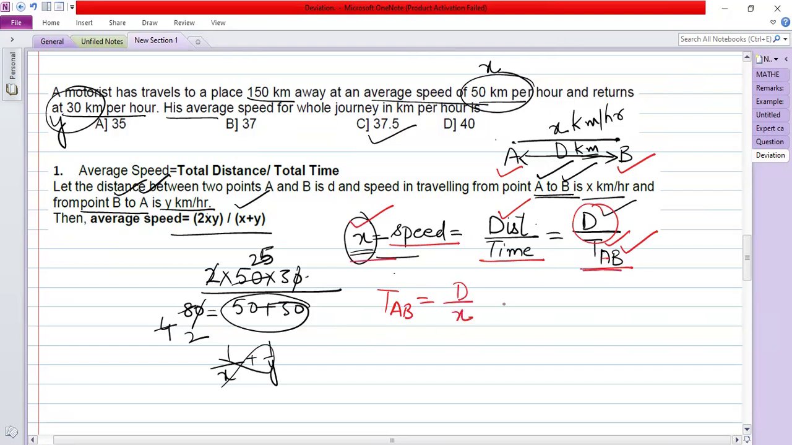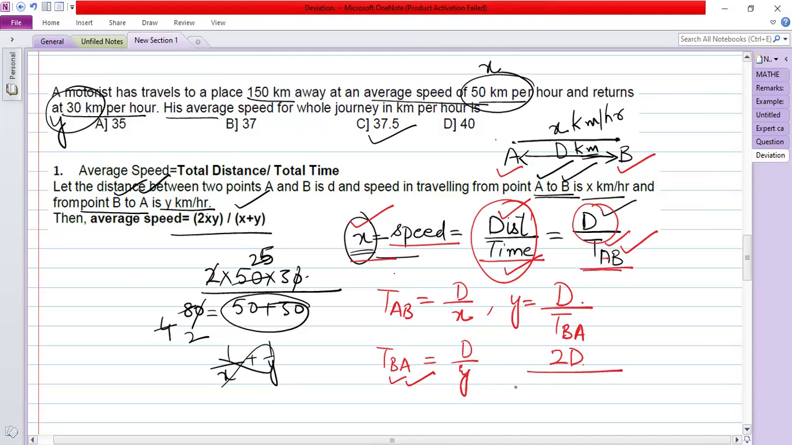Similarly, y will be once again distance upon time. The distance is still the same, but time I will denote by TBA, the time taken from B to A. Obviously this will be nothing but d by y. Now, once again, the total distance covered is 2d.